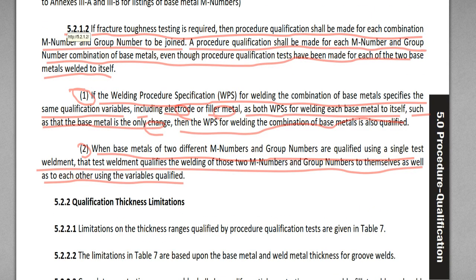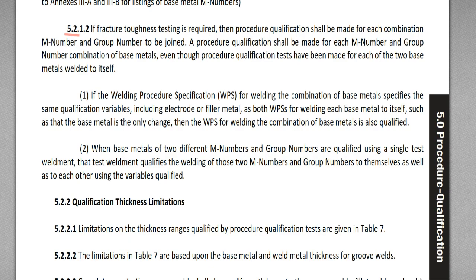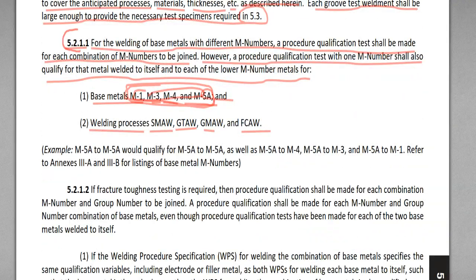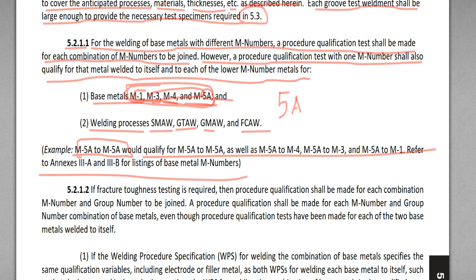5.2.1.2 is not on the exam. This is actually the CWI Part B exam, but here, 5.2.1.1, this example 5A to 5A, this one is in the actual CWI Part B exam. The sample question is like: the PQR is qualified for 5A to 5A. Then which of the following M numbers is not qualified for production welding?